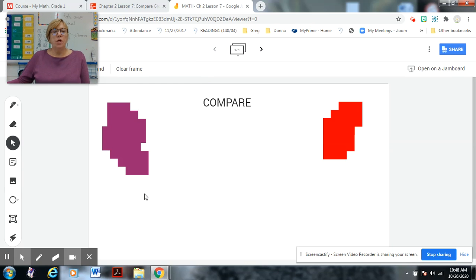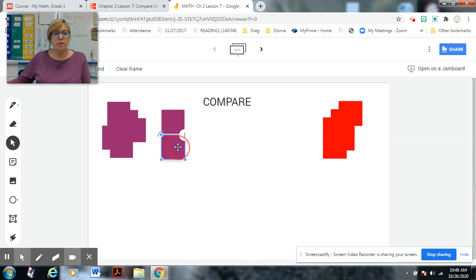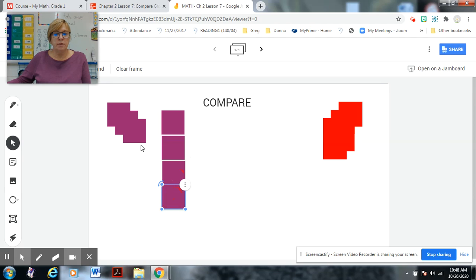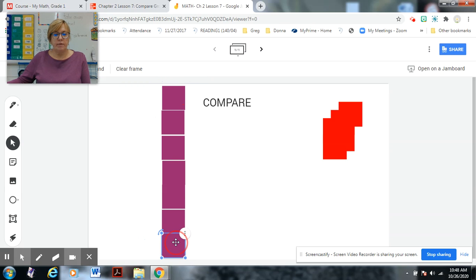Okay. So right here I have 7 purple boxes or cubes, okay? So there's 4, 5, 6, and 7, okay? All right, so here's 7.